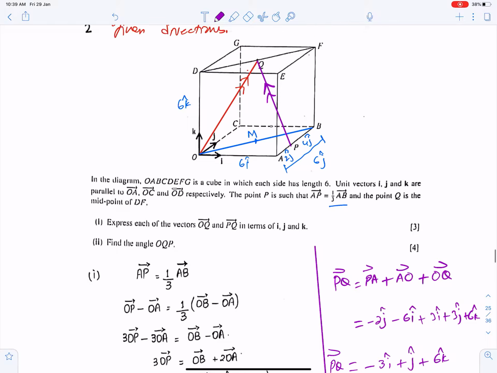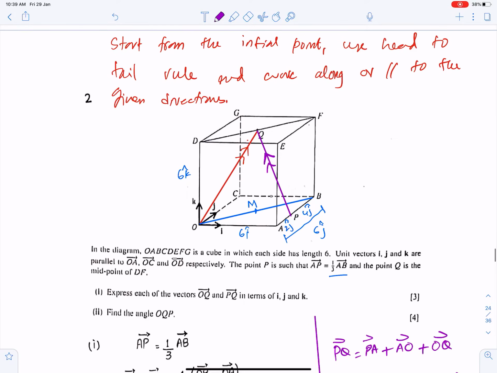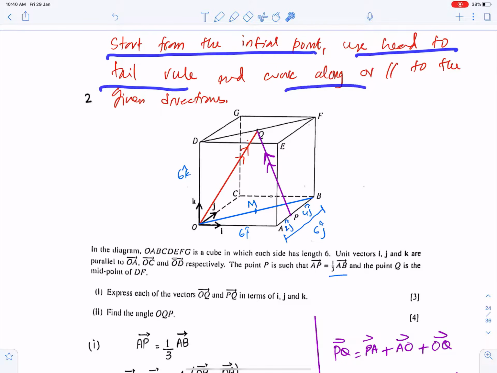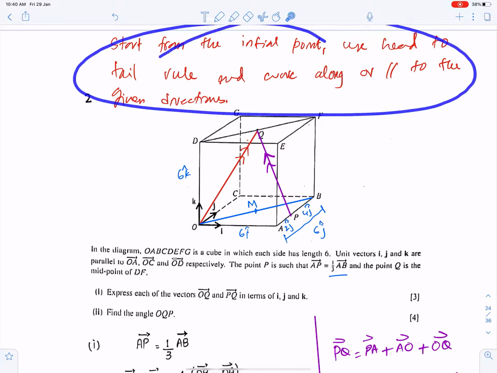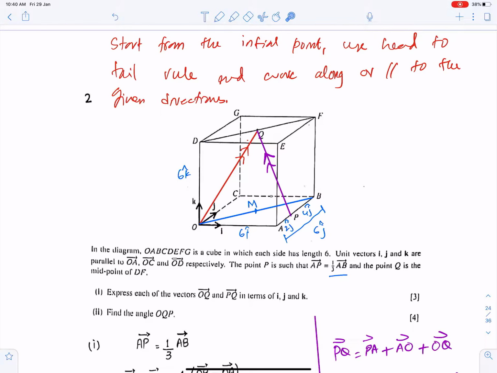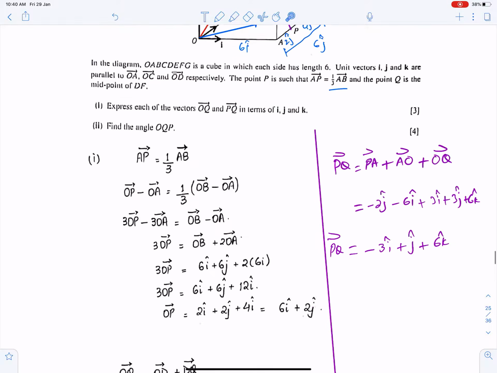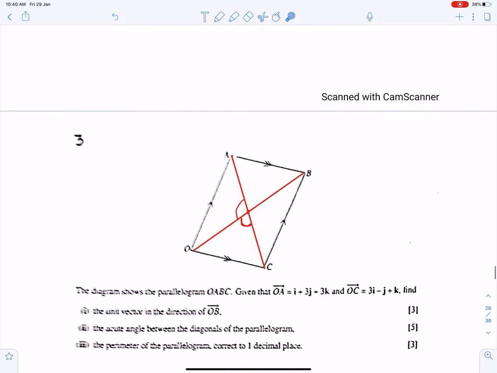I hope you all have understood the technique of getting the vectors, the concept in fact. Always start from the initial point, use the head to tail rule and work along or parallel to the given direction. Just use this method and you can easily get any vector. Now let me solve another question of this type.